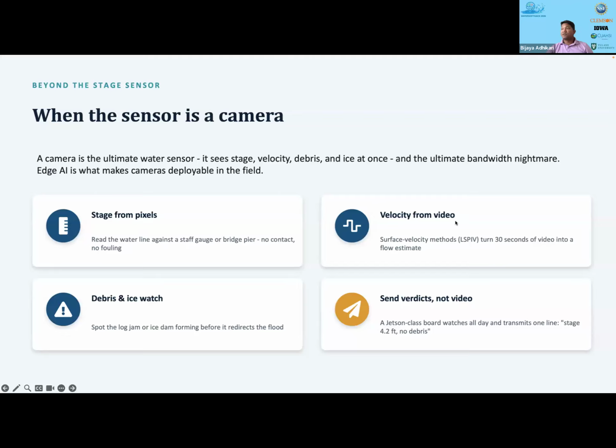We can compute the velocity from the video: if we take a sequence of pictures, we can compute the velocity of the water. We can look for debris and ice, and we can send the verdicts. We don't have to send the entire video. The edge device will take the video, do some computation there, and then send the summary: there is debris, there is a water level rising fast, and so on.